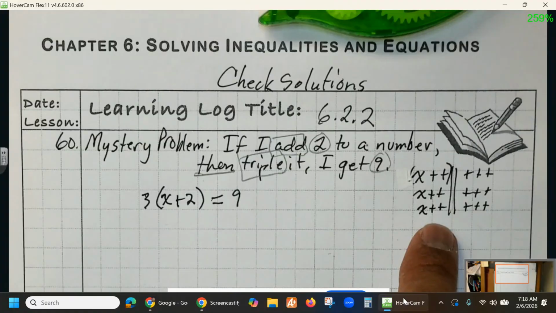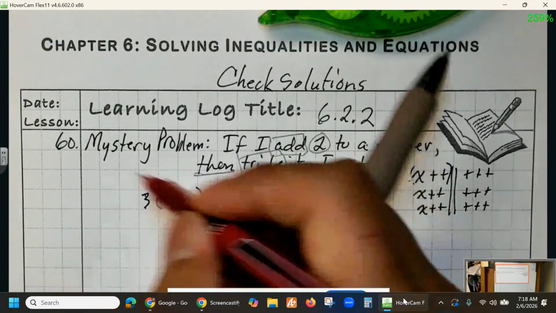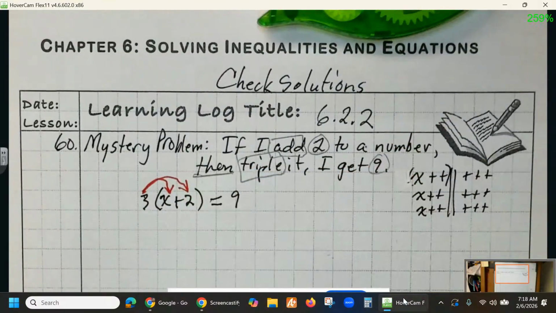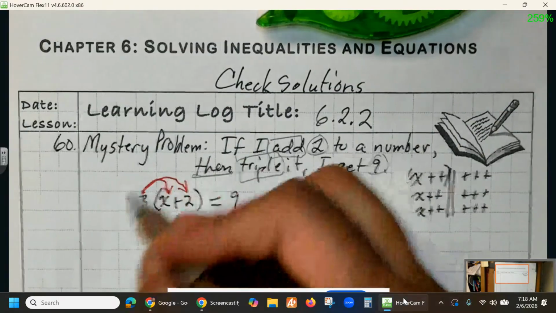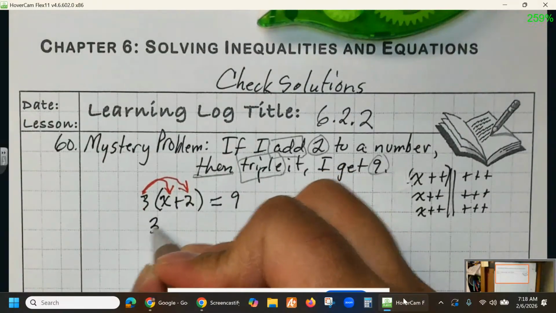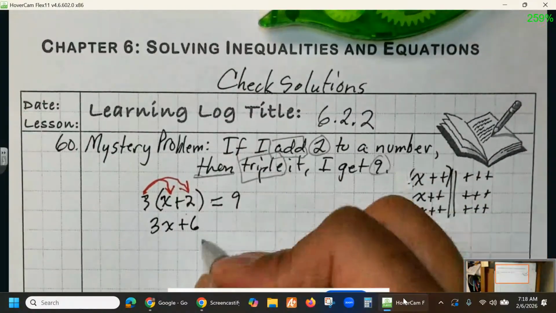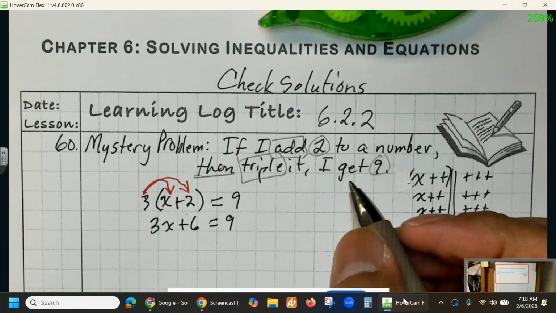and 9 1's. Right? So we call this using the distributive property. 3 times this and 3 times that. I got 3 x's and 3 2's. That gives me 3 times x is 3x. 3 times 2 is a positive 6, which is equal to 9.